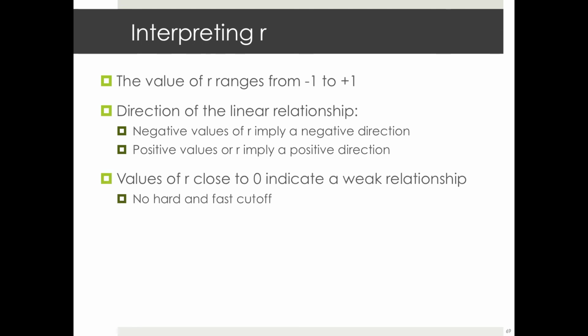Values of R that are close to 0 are going to indicate a relatively weak relationship compared to values of R that are closer to either 1 or -1. Now we don't have a hard and fast rule or cutoff for what value of R is weak versus moderate versus strong, but what we do know is that the closer you are to 0, the weaker the relationship, and the further you get towards either 1 or -1 in either direction, you have a stronger relationship.